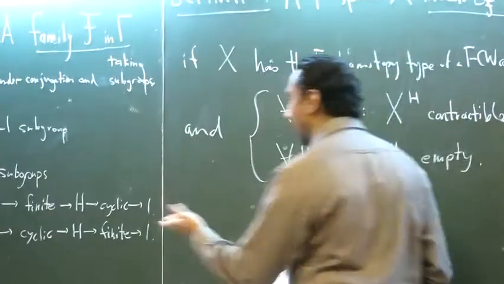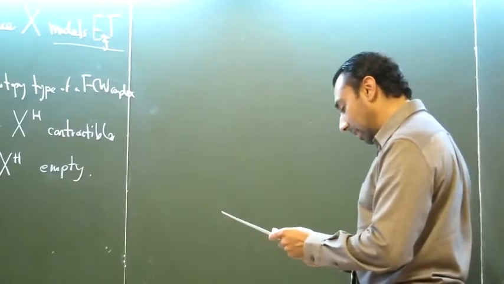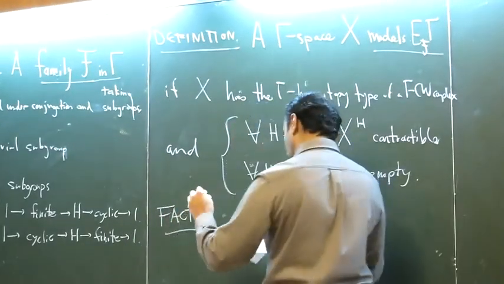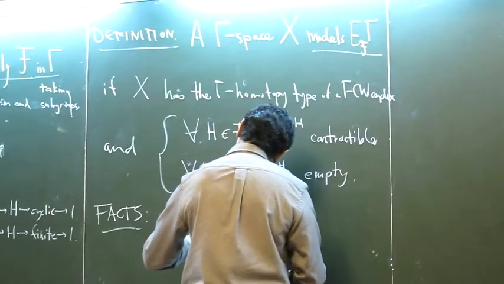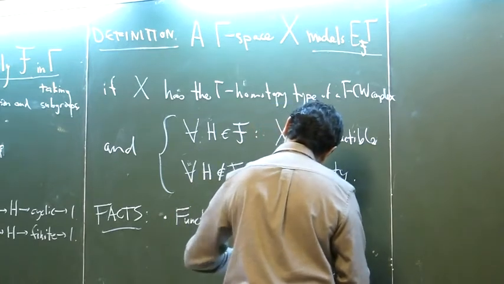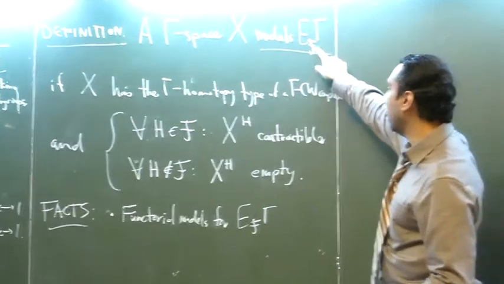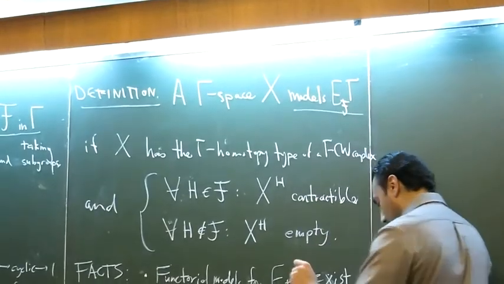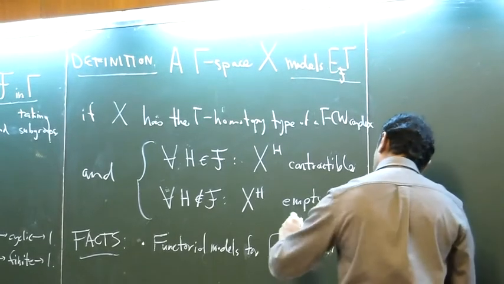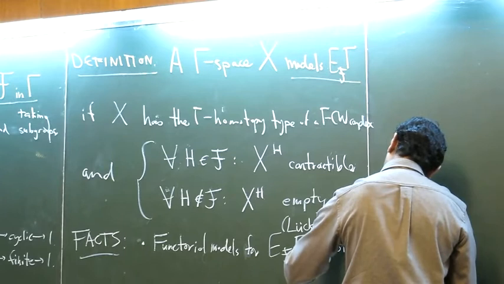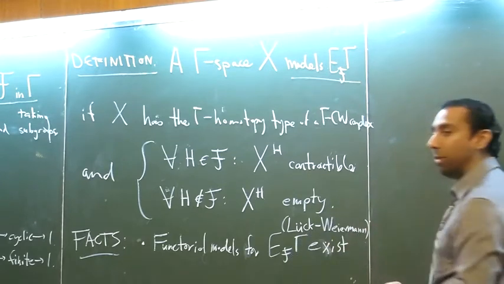It generalizes to something in differential geometry. Here are some facts. Functorial models for E_F gamma. The one we're mainly interested in is when the family is FIN, finite, but you can do this for anything. Models for E_F gamma exist. This is due to Wolfgang Lück, Bond, and a guy named Byron. They need some functorial models.